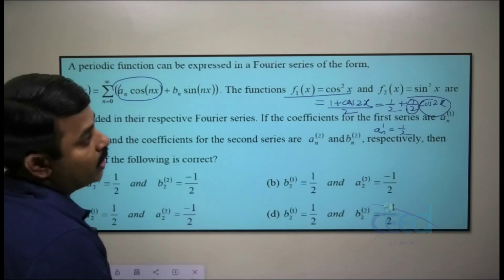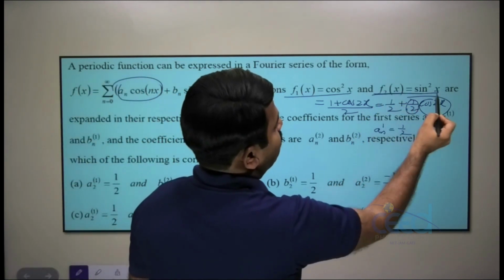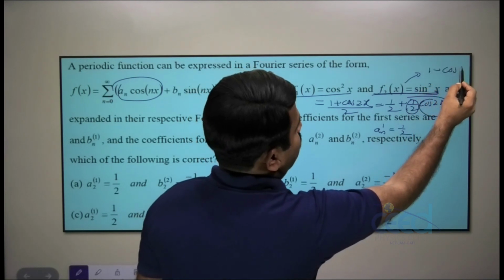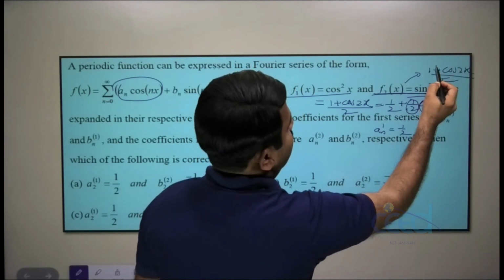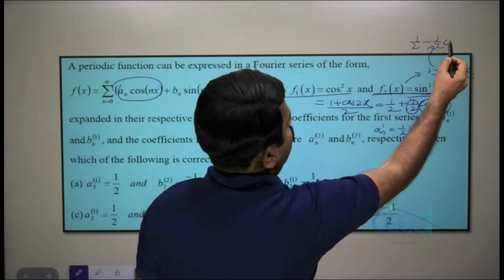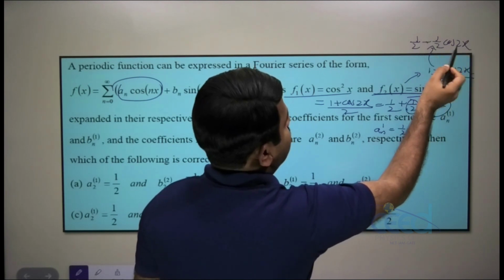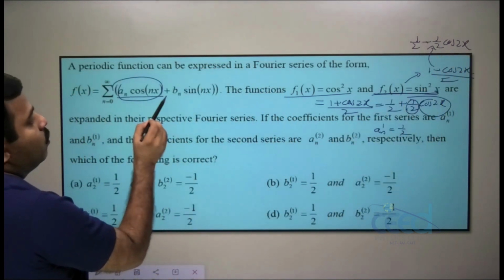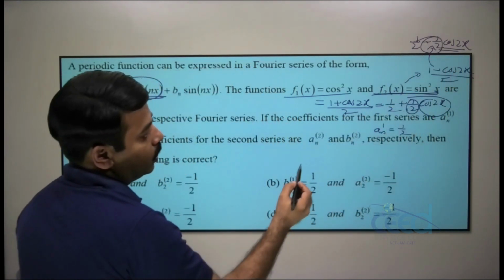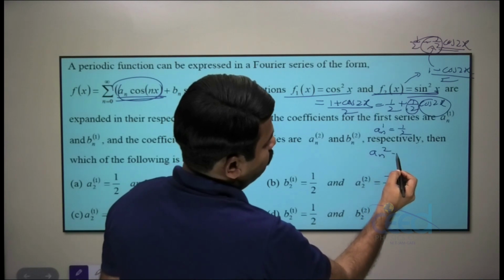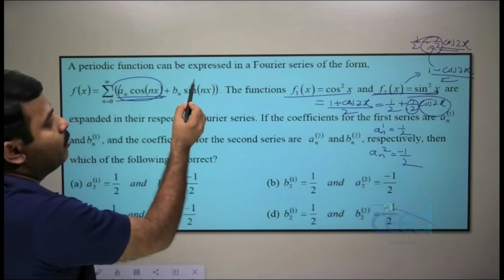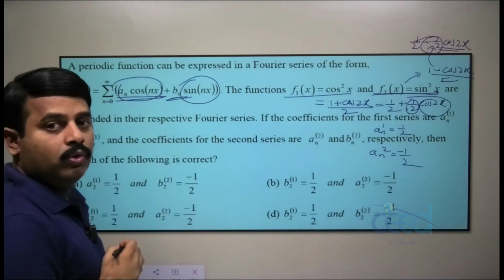Alright? Now, the second function is sin square x. This I can write as 1 minus cos 2x divided by 2. Then this I can write as 1 by 2 minus 1 by 2 cos 2x. Again, it is an cos nx term. Then the cos nx coefficient is minus 1 by 2. Then I can write an2 is equal to minus 1 by 2. But in both cases, the sin nx term is missing. Then bn is equal to 0.